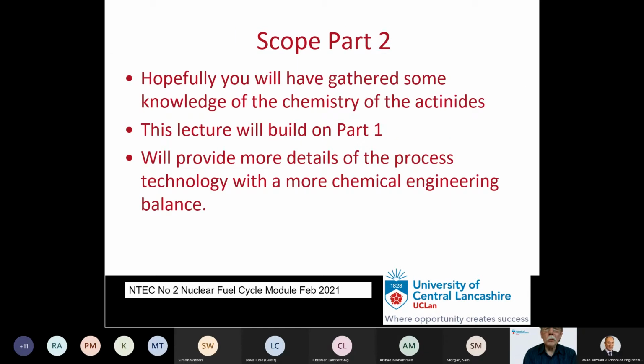So hopefully we'll have gathered some knowledge about the chemistry of the actinides, sufficiently so, hopefully, for you to be able to discuss why certain processes are employed as opposed to others. As it indicates there, we're going to build on the first part, but we're now going to be providing more chemical engineering aspects.